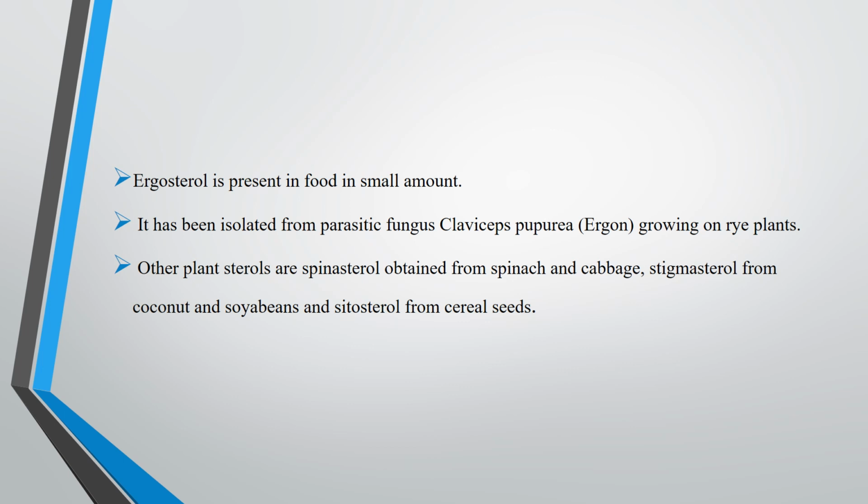Ergosterol. Ergosterol is also one of the derived lipids. It is present in food in a very small amount. It is isolated from the parasitic fungus Claviceps purpurea growing on rye plants. Other plant sterols are spinasterol, obtained from spinach and cabbage, stigmasterol, from coconut and soya beans, and sitosterol, from cereal seeds.